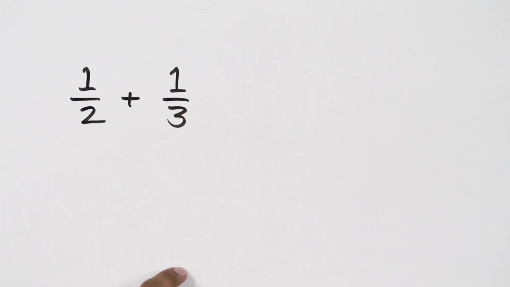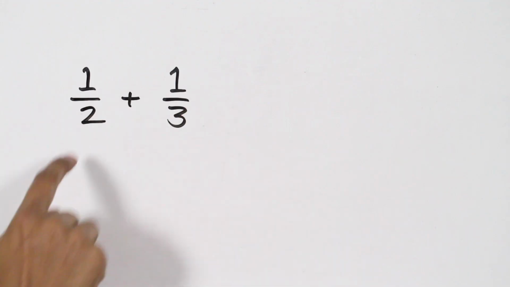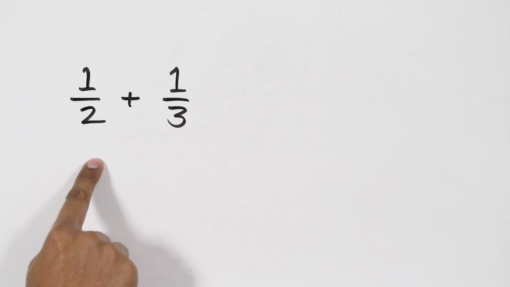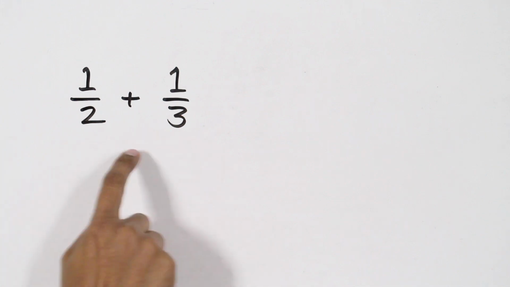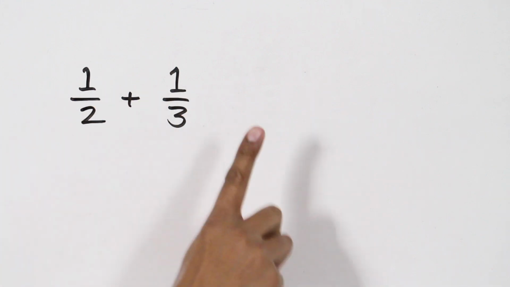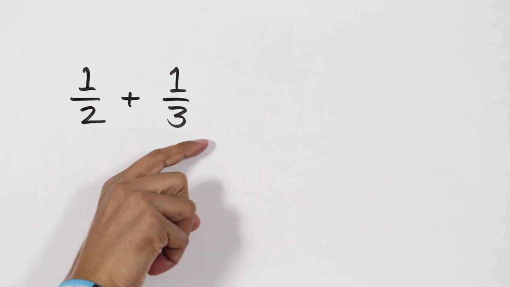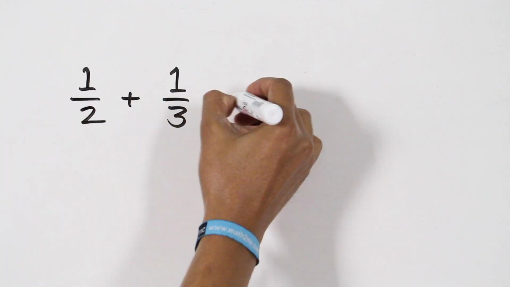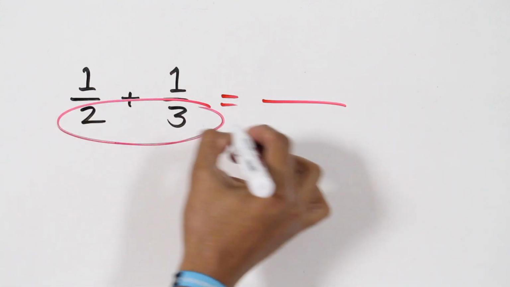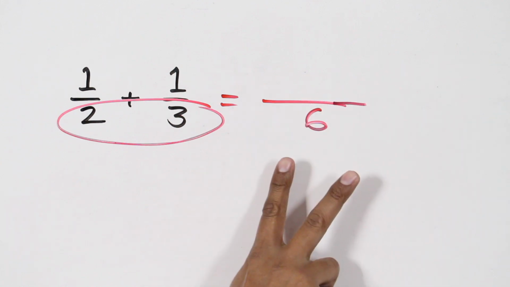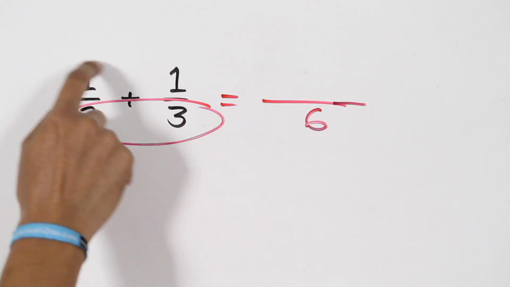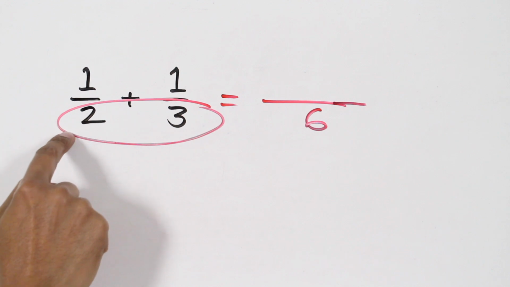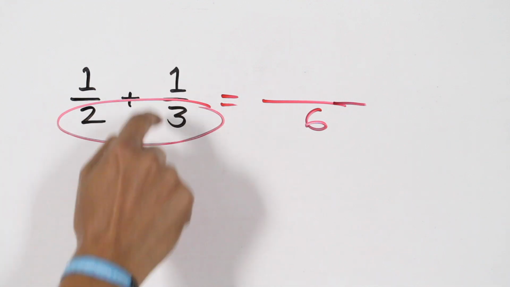The following procedure works when you have an addition or subtraction of two fractions with unlike denominators. Step number 1. Multiply straight all the bottom numbers. So 2 times 3 equals 6. Step number 2. Multiply the top number of the first fraction by the bottom number of the second fraction.